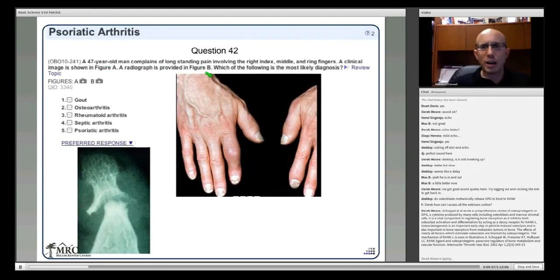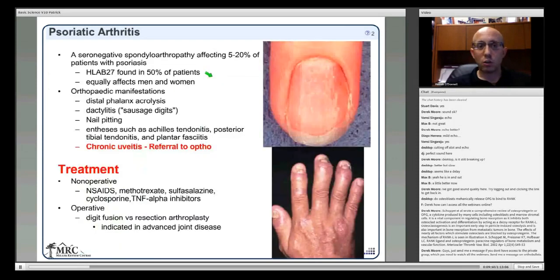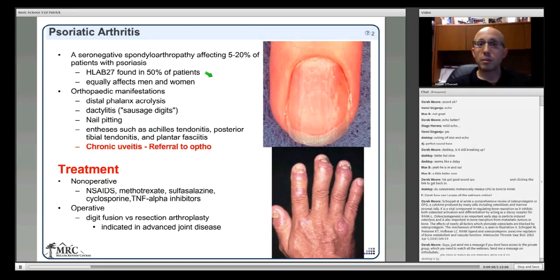Next topic, psoriatic arthritis. A 47-year-old man complains of long-standing pain involving the right index, middle, and ring fingers. Clinical images shown, radiographs provided. Which of the following is the most likely diagnosis? To get this question, you have to be able to recognize psoriatic arthritis. So this is a seronegative spondyloarthropathy that affects about 5 to 20% of patients with psoriasis.